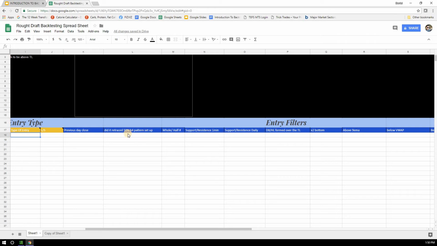So I want to see, if I have a dump and then it retraces and it makes a 50% correction, does that mean that the setup is already done? That's what that means. Whole or half number, like I mentioned, the market tends to respect whole and half numbers. So I want to know if it makes any difference to just take trades that have a whole or half number close to my setup.